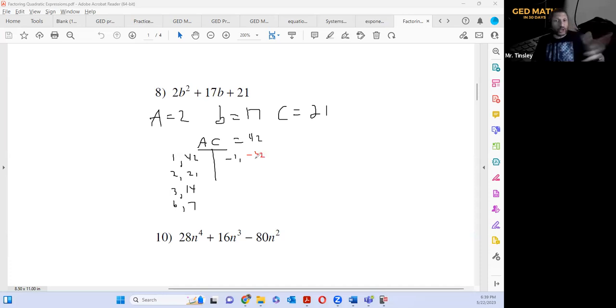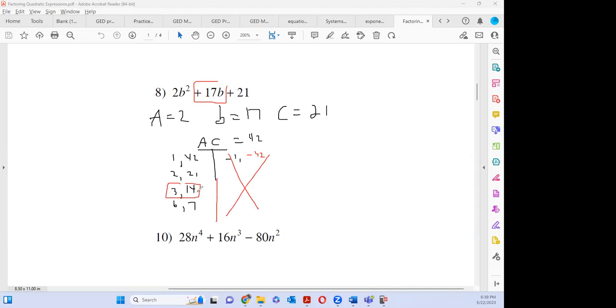You know that you're going to have to combine them, so you're looking for positive 17. Well, 2 negatives can't give you positive 17. So there's no reason to even look at the negative side. So it's on the other side: 3 and 14.